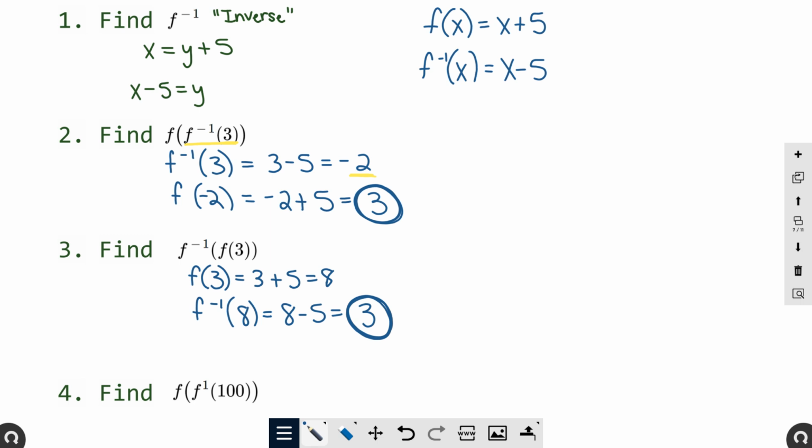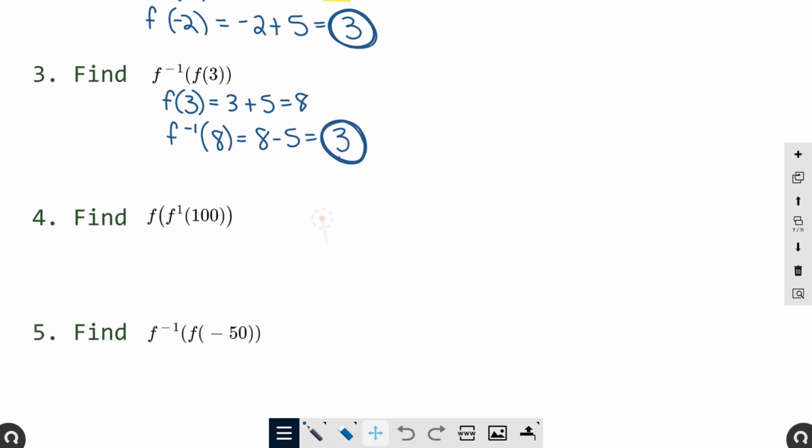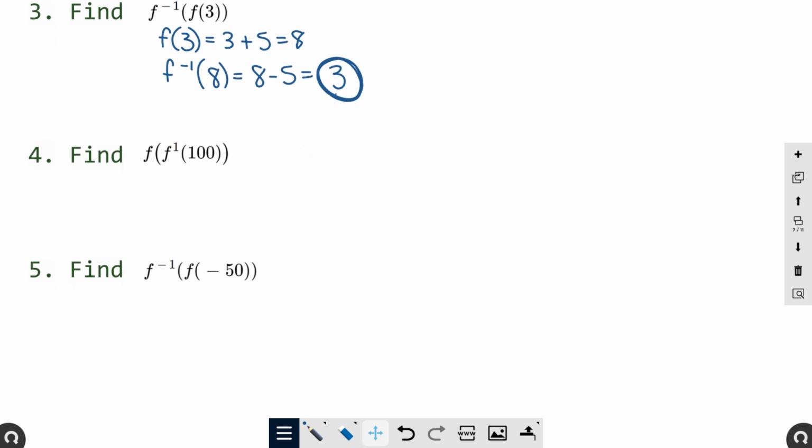It's the opposite. It's kind of like when you square something and then square root something. What happens when you square something and then square root something? It goes back to the original, right? So when I do the inverse of the function and then the function or vice versa, it goes back to the original. So do I even have to show work for these next two problems?